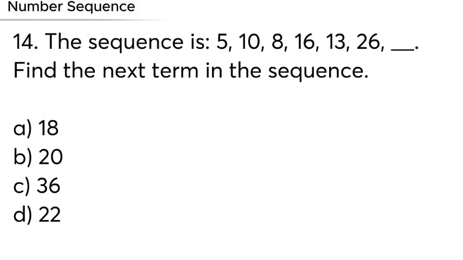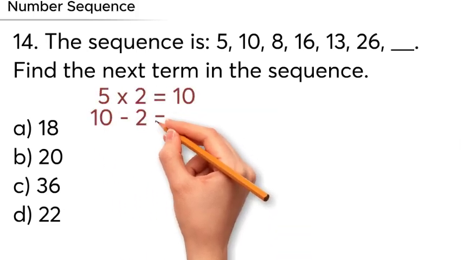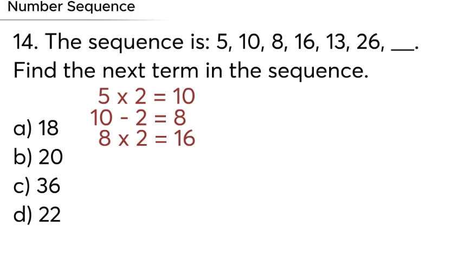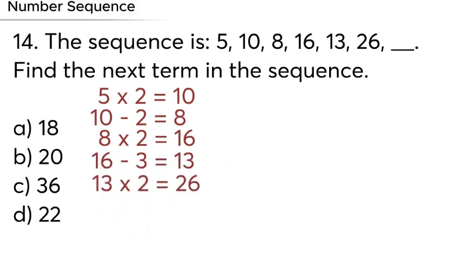Step 1. Analyze the sequence changes. Examine the differences and operations between consecutive terms. 5 times 2 is 10. 10 minus 2 is 8. 8 times 2 is 16. 16 minus 3 is 13. 13 times 2 is 26.